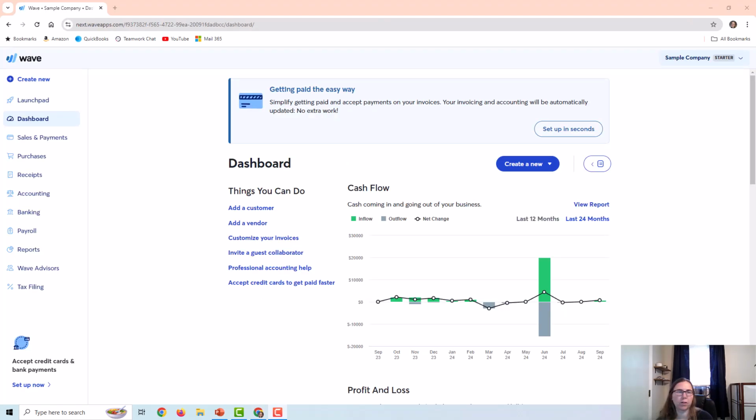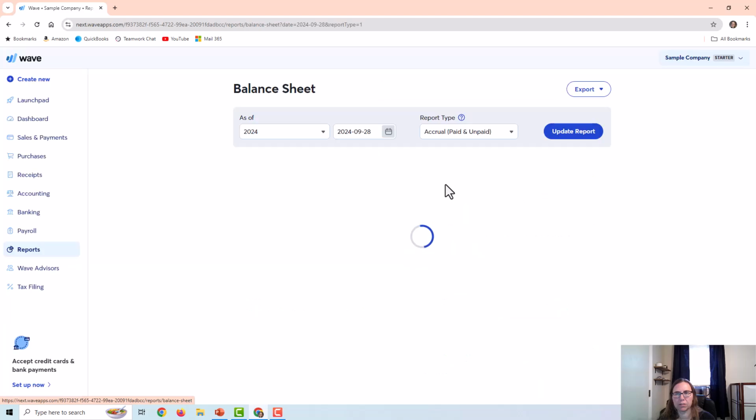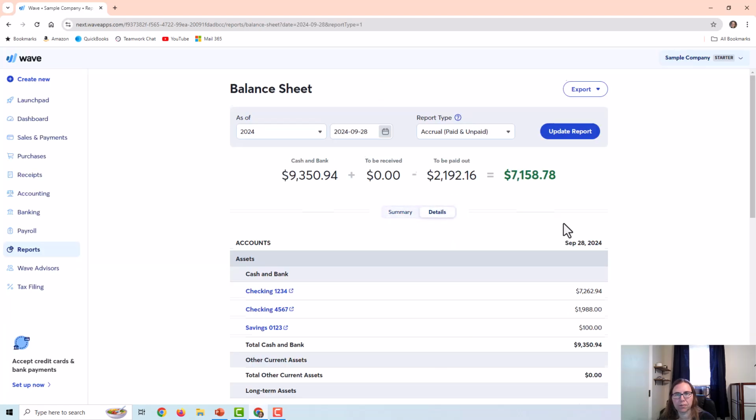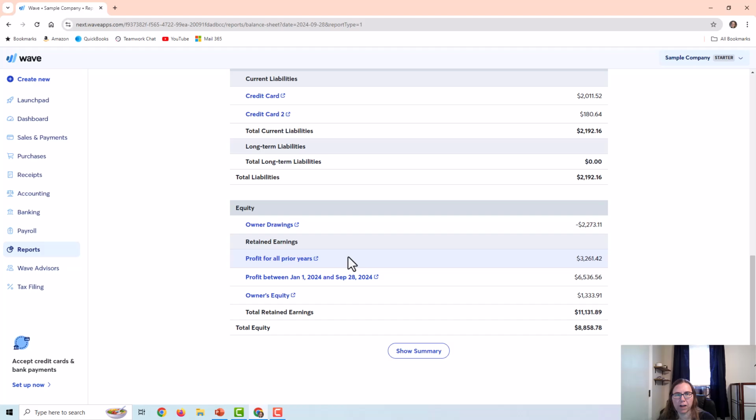And then for the final part of the video, I want to just show you how to do those entries in Wave. For the most part, journal entries are the same no matter what software you are using. However, Wave is a little bit different because when you run a balance sheet, let me just show you. Instead of having a retained earnings account, Wave just puts it in this profit for all prior years line item. You cannot post journal entries to this account.